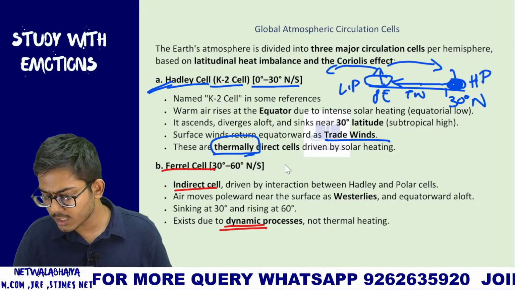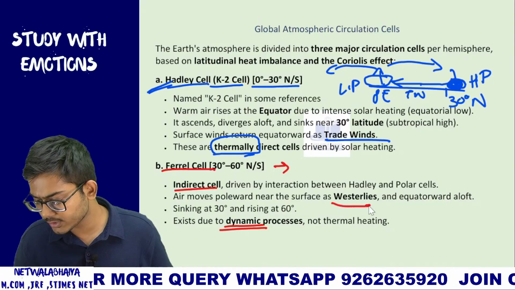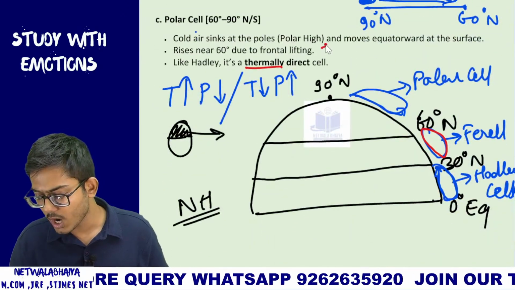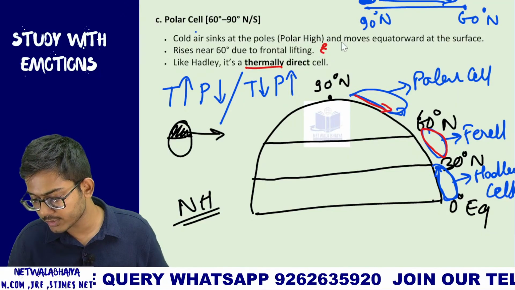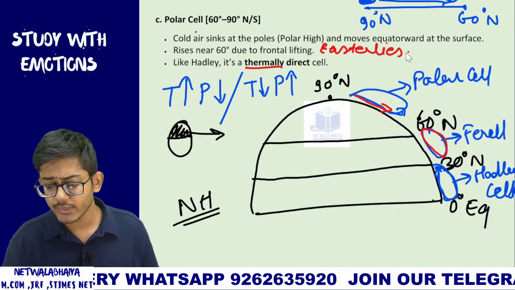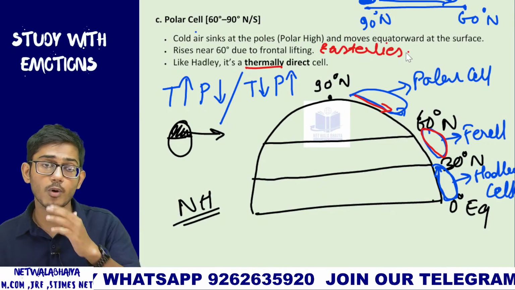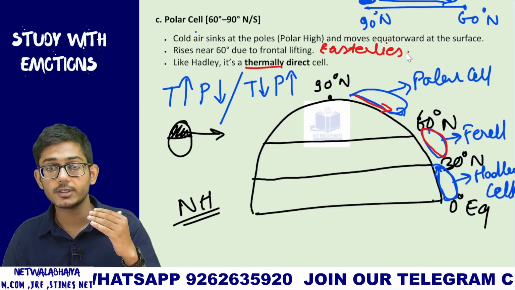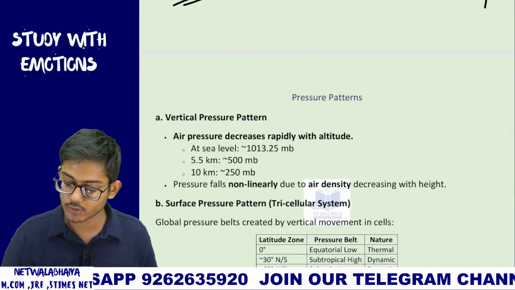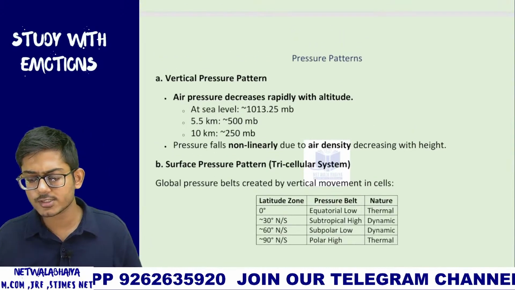और Ferrel cell में जो winds move करते हैं on the surface, these are called the Westerlies, and on the polar cells the winds that move on the surface are called the Easterlies. Okay, so that is what we all need to know about the atmospheric air circulations. Okay, this is the general pattern of circulation of air. Fine. Now let's understand the pressure pattern.